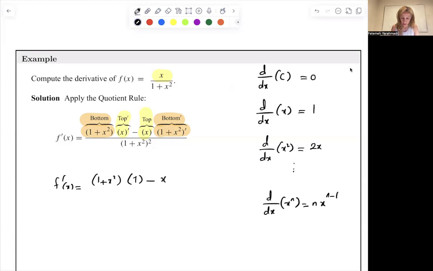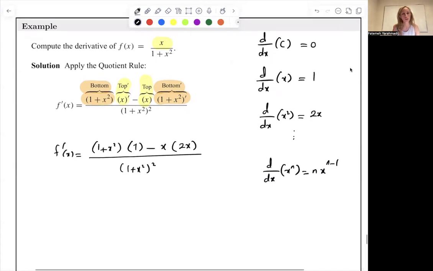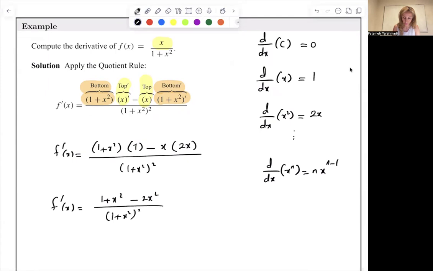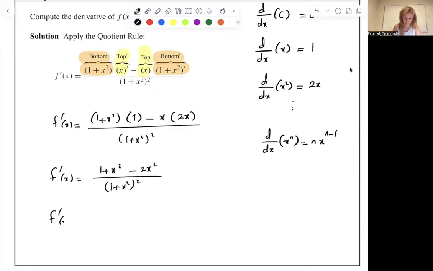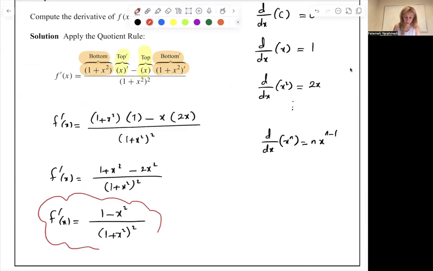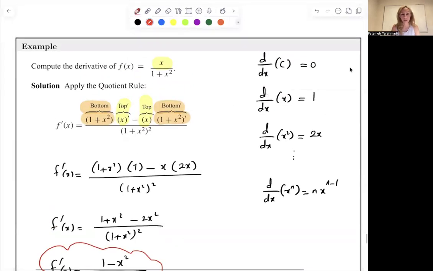Minus, now the top is x times the derivative of 1 plus x squared, which is going to be 2x. Now divide this by 1 plus x squared to power 2. So let us try to simplify this. F prime of x becomes 1 plus x squared minus 2x squared, divided by 1 plus x squared to power 2. So f prime of x can be written as 1 minus x squared divided by 1 plus x squared to power 2. This is the derivative of this quotient function using the quotient rule.